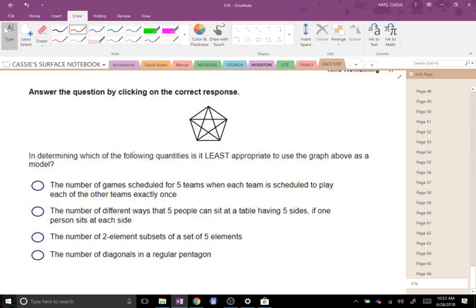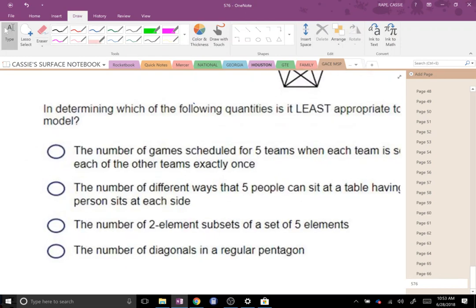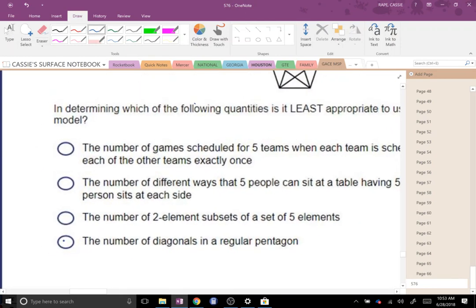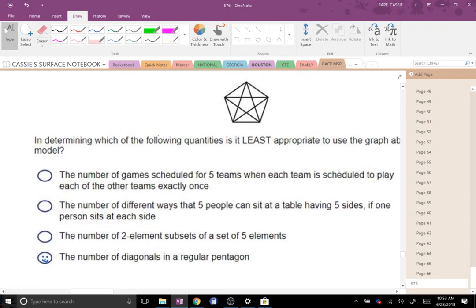So I see first of all just one that makes a lot of sense right now. This model does in fact show the number of diagonals in a regular pentagon. So I'm going to put a smiley face on this. This is not my answer choice that I would put like on a Scantron. But yeah, I can see the number of diagonals, and that's a pentagon, so good for that.